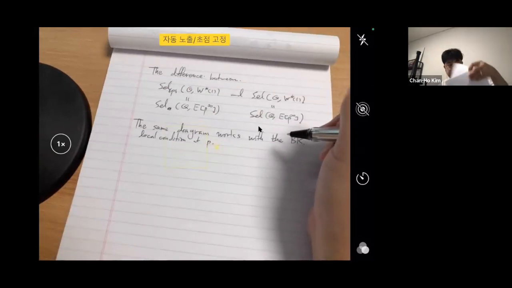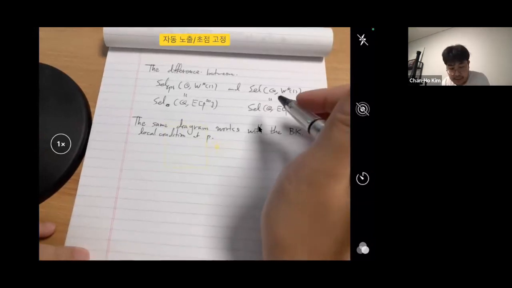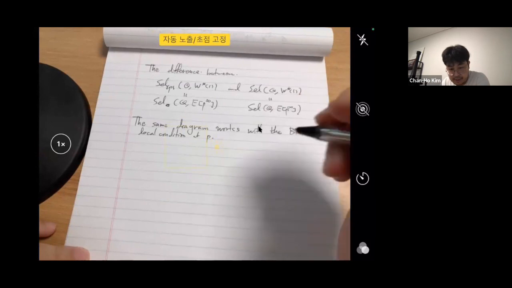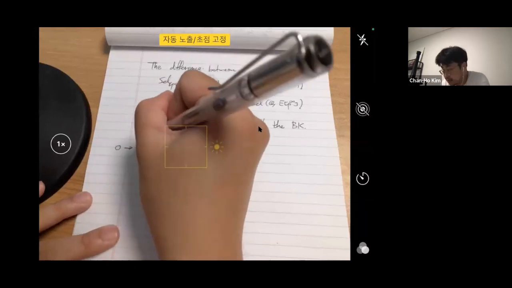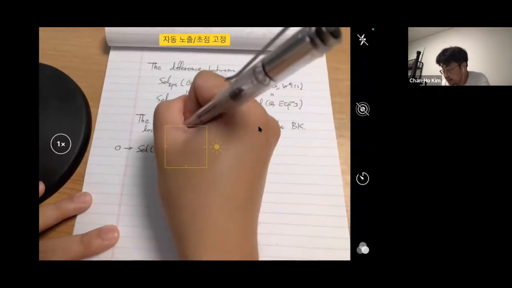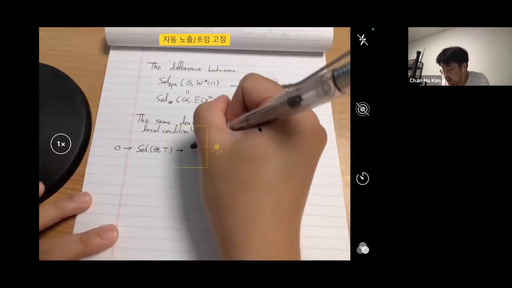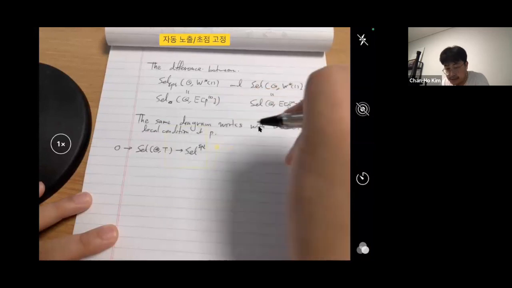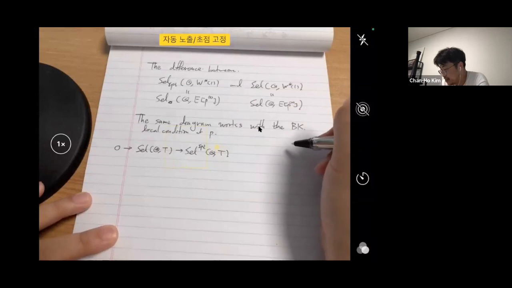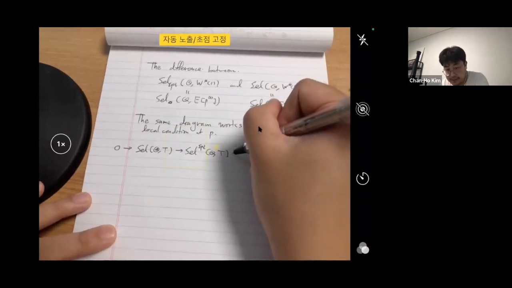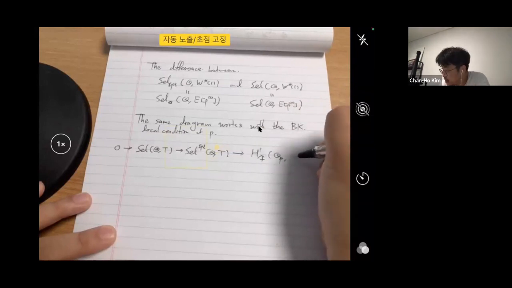Which means as follows. Okay, now the Galois module will be a bit different. So 0 goes to the Selmer group of the Tate module, and the P-relaxed Selmer group with a Tate module goes to H1 singular in P, T here.